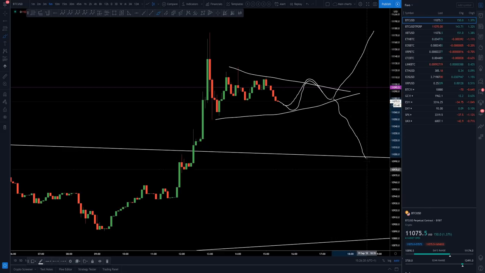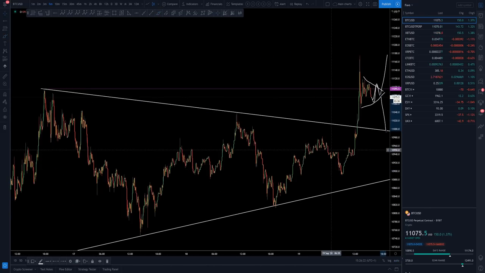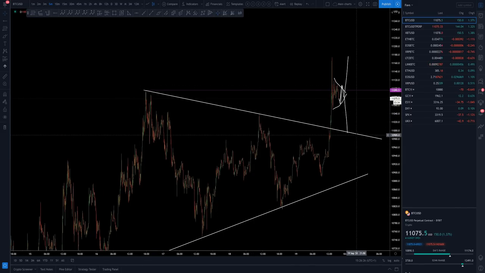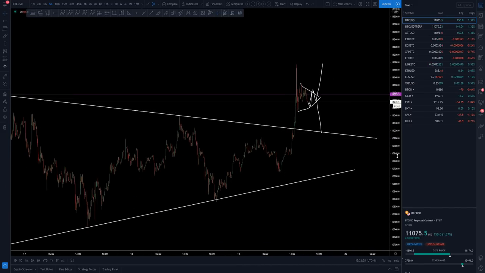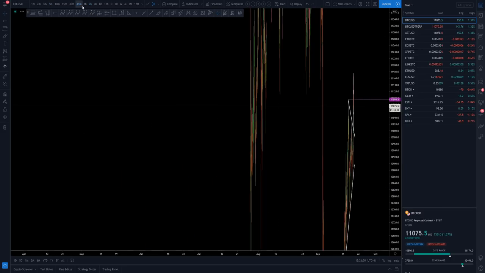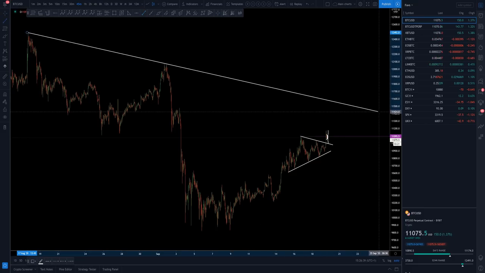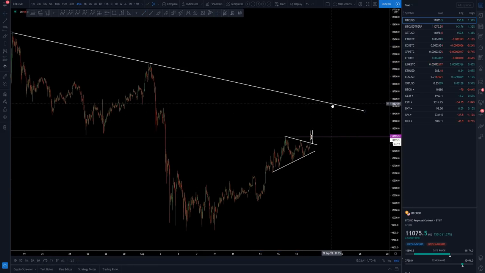Obviously, it can break back to the downside. So if it breaks to the downside, I think you've got to be looking at 11K being a back test of the triangle. Or if it breaks to the upside, well, the level that we are very much aware of is 11,500 being this resistance. There we go, being that resistance, and that's coming in at around 11,500.